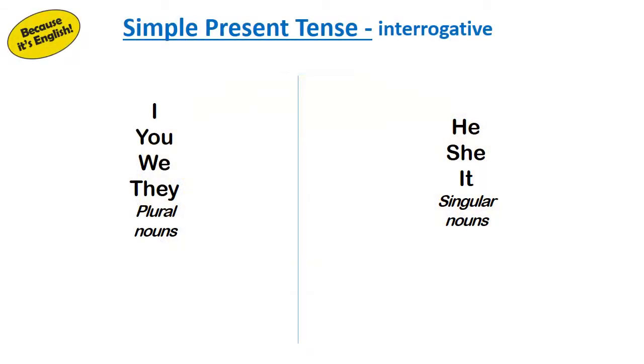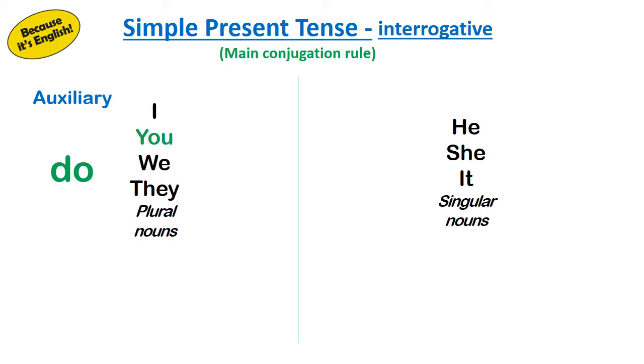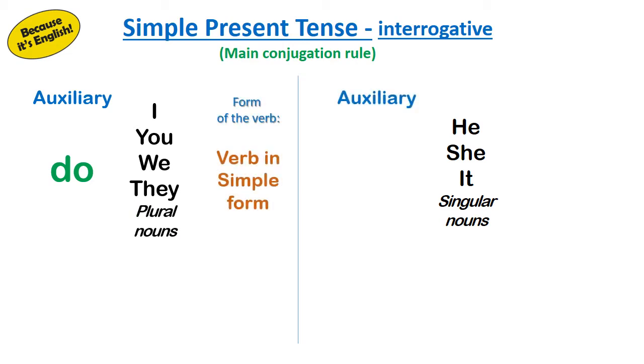Simple present tense, interrogative. Let's review the main conjugation rule. We use the auxiliary do for I, you, we, they, and plural nouns, and the form of the verb is verb in simple form. We use the auxiliary does for he, she, it, and singular nouns, and the form of the verb is also verb in simple form.